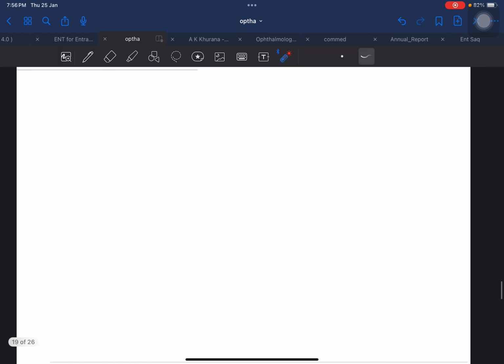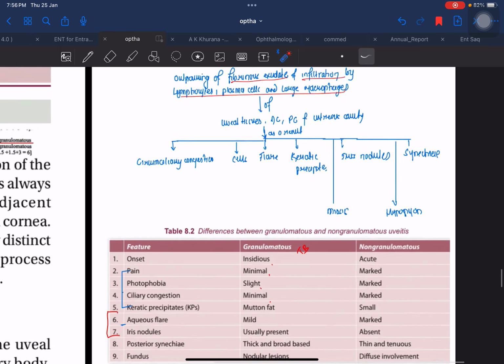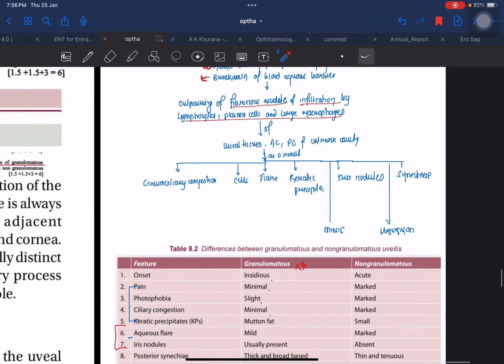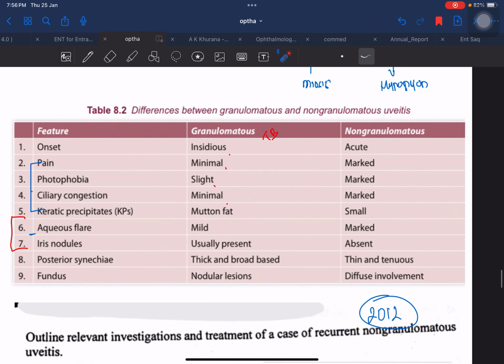These are the characteristics, the signs and symptoms. Now, talking about the difference between granulomatous and non-granulomatous uveitis: the onset in granulomatous is insidious and slowly progressive, whereas in non-granulomatous it is acute. Pain is marked in non-granulomatous. Photophobia is marked in non-granulomatous. Ciliary congestion is marked in non-granulomatous. Keratic precipitates are small in non-granulomatous, but mutton fat keratic precipitates, as we already said, are present in the cornea in granulomatous.